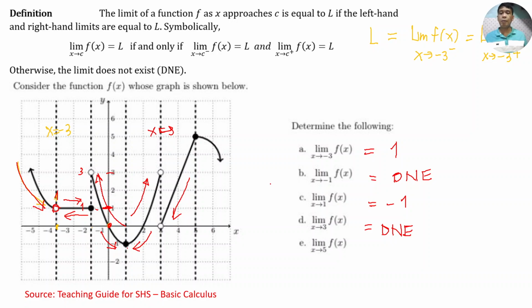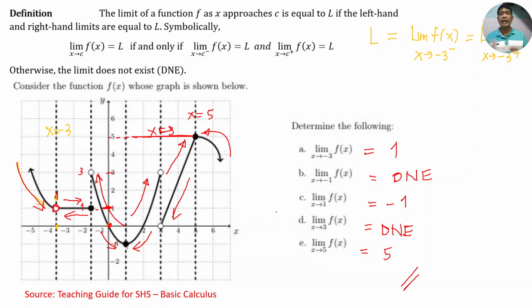How about for x equal to 5? For x equal to 5, ito yon. The value it approaches from the left, the value it approaches from the right, ay same value which is equal to 5. Thus, the limit of f of x as x approaches 5 is equal to 5. So that's how we find the limit.